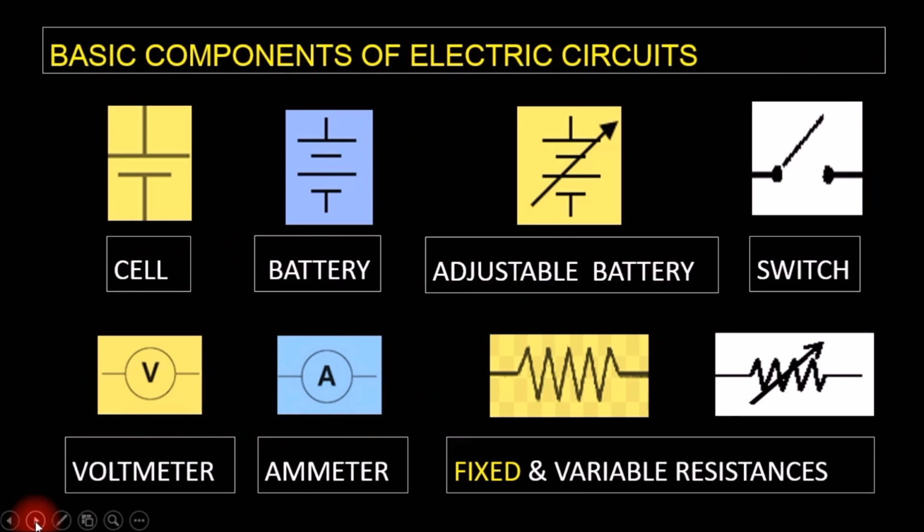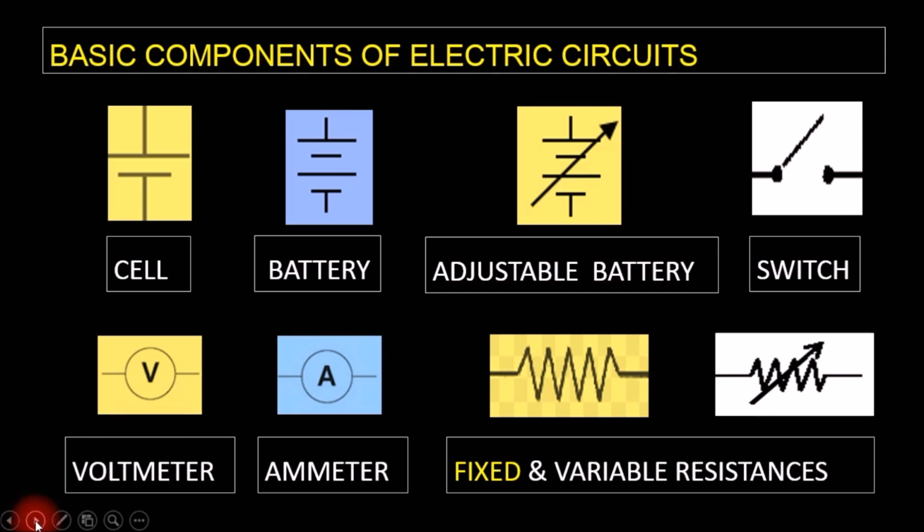These are the basic components and their symbols which are used quite often in electric circuits. First one is cell. It is the symbol for dry cell that you have seen very often in your daily life. Battery is nothing but a series combination of 2 or more cells. Third one is the adjustable battery. Fourth one is switch. Fifth one is the voltmeter. Next is the ammeter. The last one is the variable resistor.